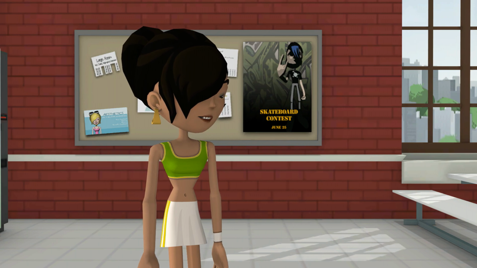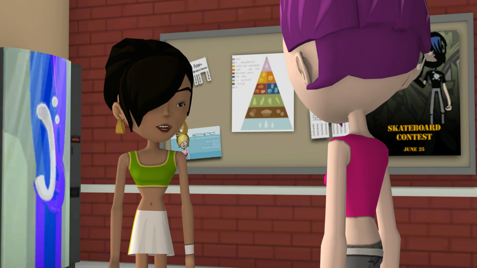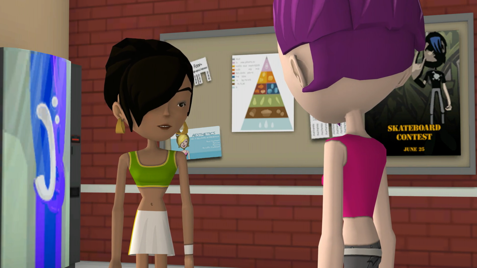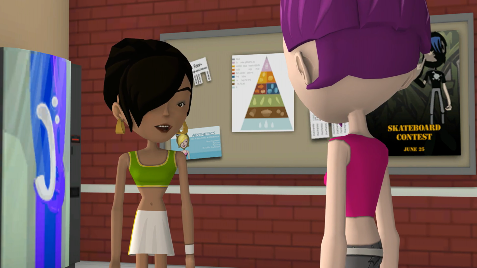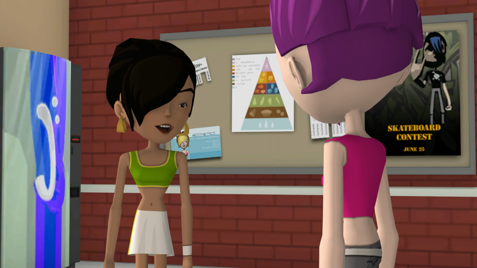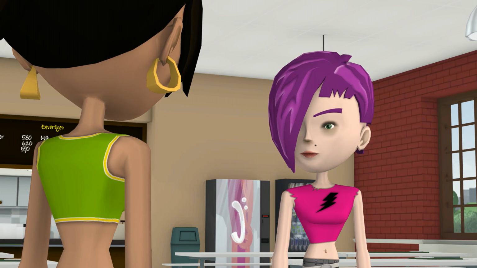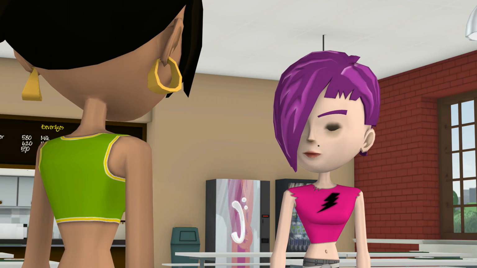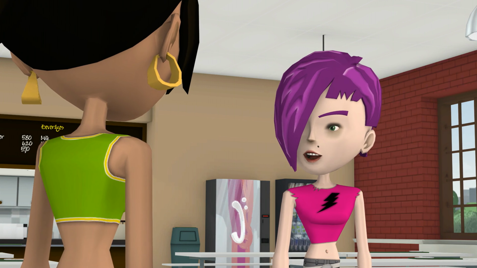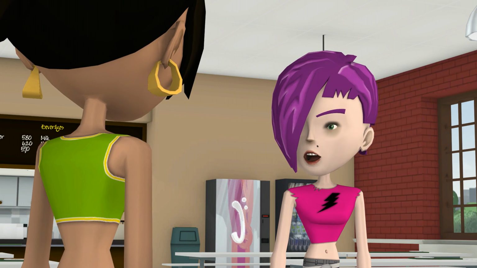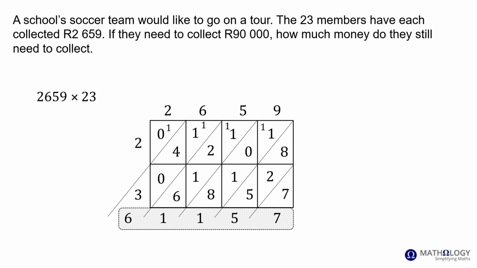Wow, Rachel. That is such an awesome way to do multiplication. Okay, so in total, 61,157 rand was collected. Mrs. H said that they need to collect 90,000 rand. So how much more do we need to collect? Well, think about it. We need 90,000 rand, and we only have 61,157 rand. So we subtract this from 90,000 rand to see how much we still need to collect. So, from 90,000 we subtract 61,157.